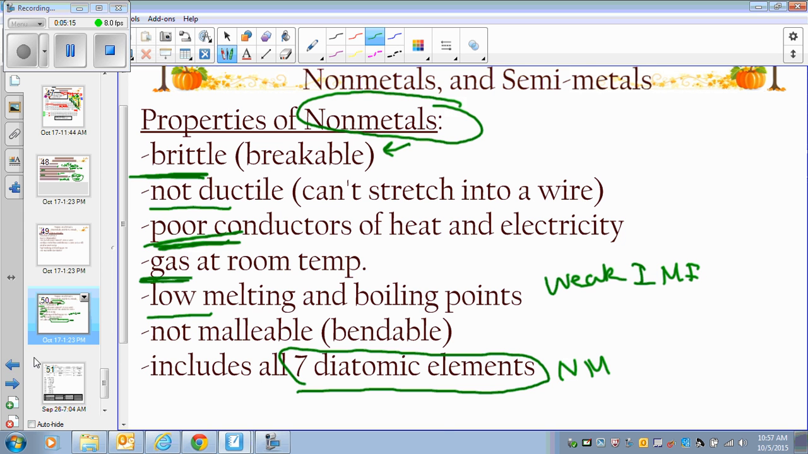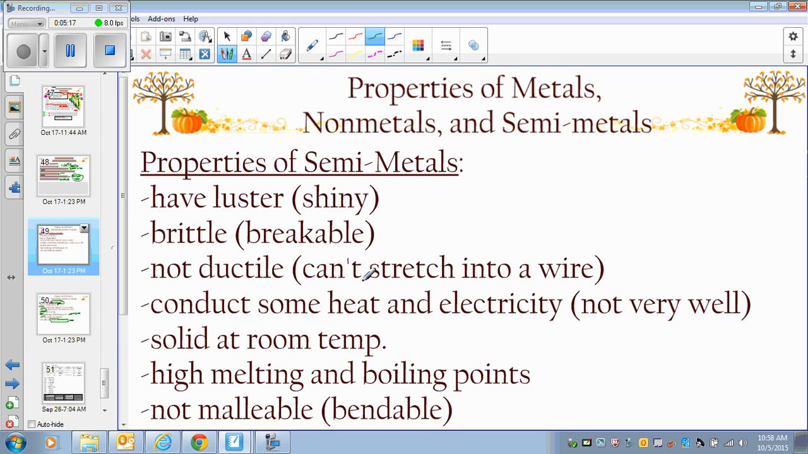Let's talk about the properties of metalloids, semi-metals, the ones in between. They're shiny, but they're also brittle. So they share the properties of both. Shiny was the metal property, brittle was the nonmetal property. They're not ductile, so this is a nonmetal property. They conduct some heat, so they are weak conductors of heat and electricity. So this is in between the metals and nonmetals.